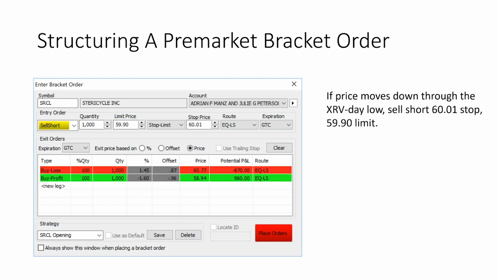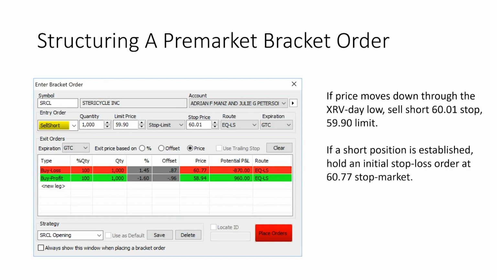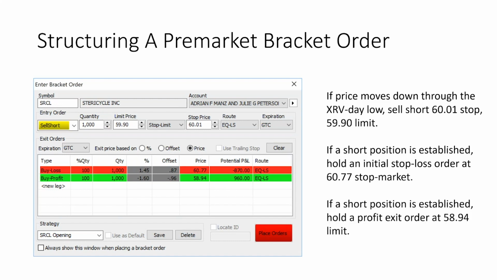So that tells my software I'm going to route into this trade, and the worst slip that I'm willing to accept is about 11 cents. Then if I've got my short established, I've got my initial stop loss set at $60.77, and I've got my profit objective set at $58.94, and the trade's just going to take care of itself over the course of the day.